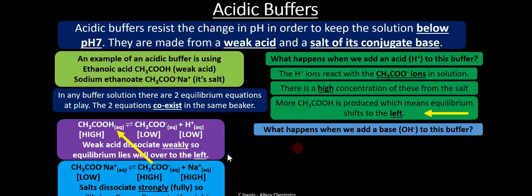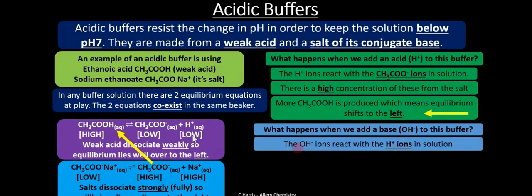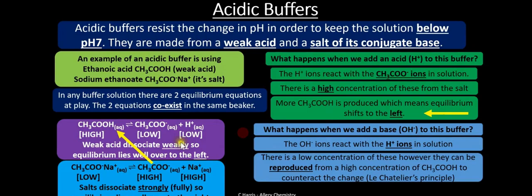Okay. And what happens when you add a base, which are OH minus ions, to this buffer? The OH ions will react with the H plus ions. These are the H plus ions. But remember, we have a low concentration here. However, these can be replenished, or replaced, from this equilibrium, where the forward reaction, once you remove these H plus ions, is going to provide more, since you have a high concentration of this acid. So it's going to replace those that you remove according to Le Chatelier's principle. So this is what happens, and in doing so, we remove those OH minus ions from our solution. This is how the buffer resists when you add an acid or when you add a base.